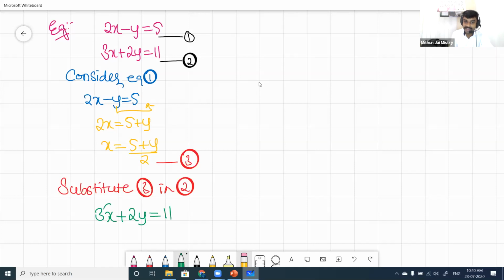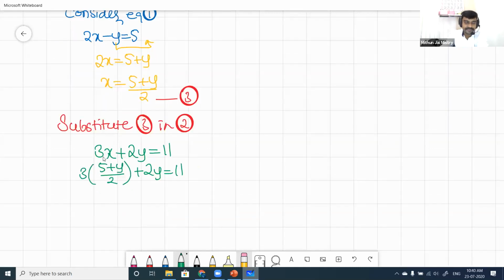In this, we have x. In the place of x, what am I going to write? I'm going to write 5 plus y by 2. That is substitution. So let me write that. 3 into x; in the place of x, I will write 5 plus y by 2. Then we have plus 2y is equal to 11.